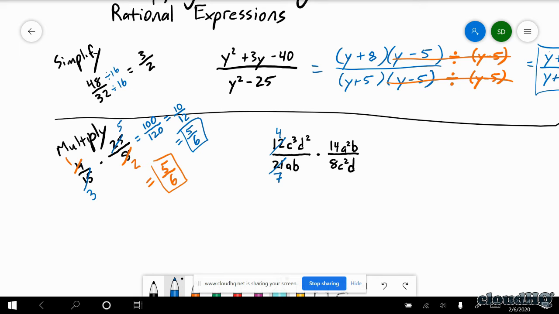Look at 14 and 8. They're both divisible by 2, giving us 7 and 4. Can I simplify those coefficients? I'm just looking at coefficients. Can I simplify them anymore? Yeah, because my new 4 up here and this 4 down here could both cancel each other out, leaving just ones. And this 7 and that 7 can cancel each other out, leaving just ones. So all of our coefficients actually cancel out.